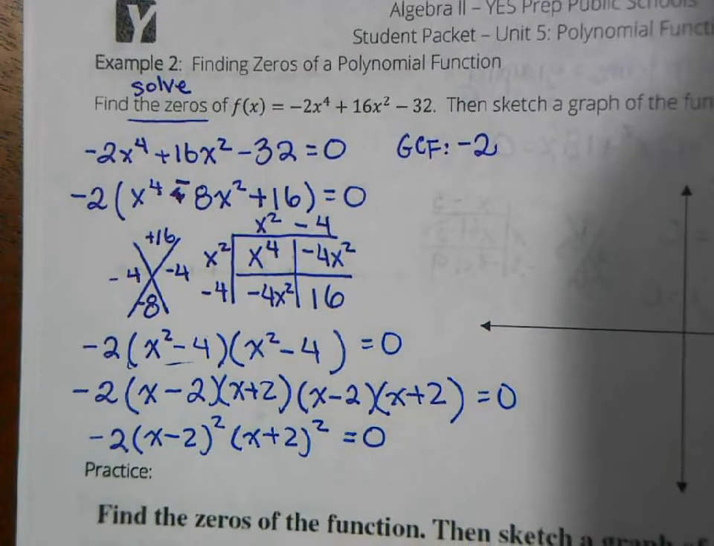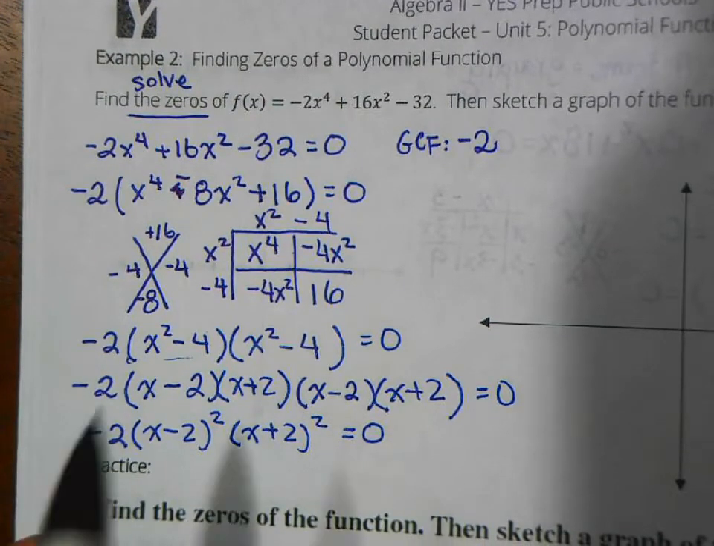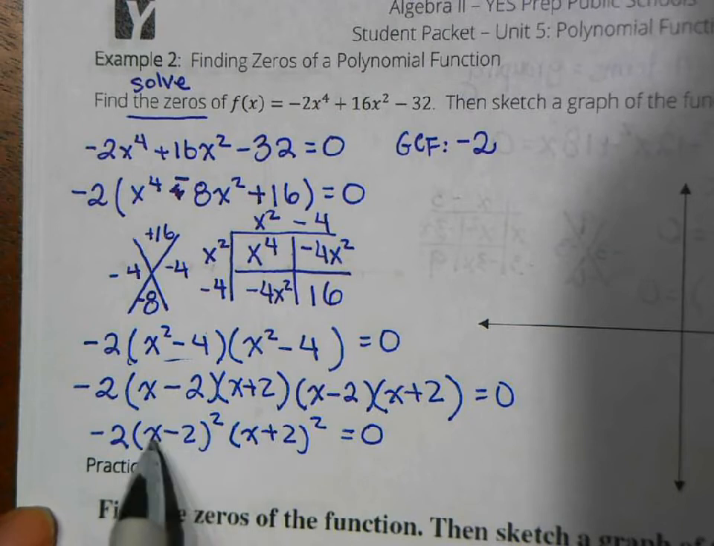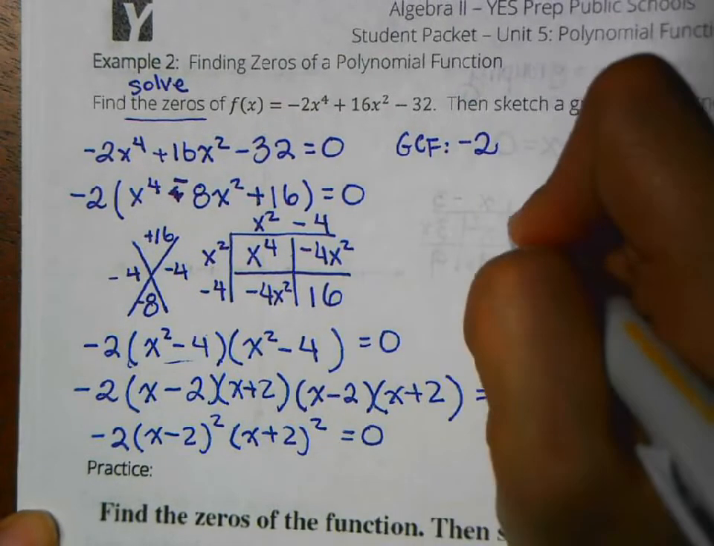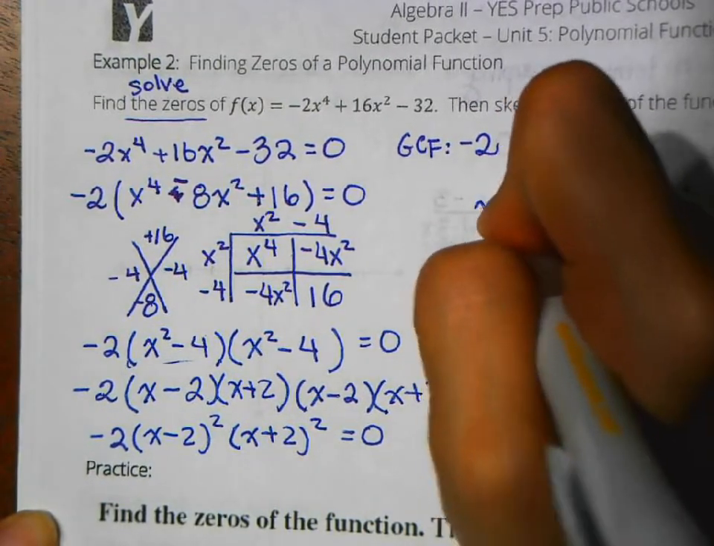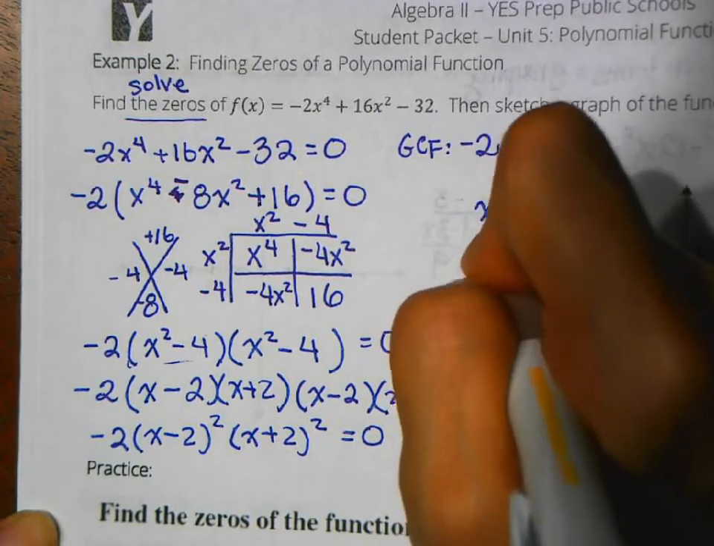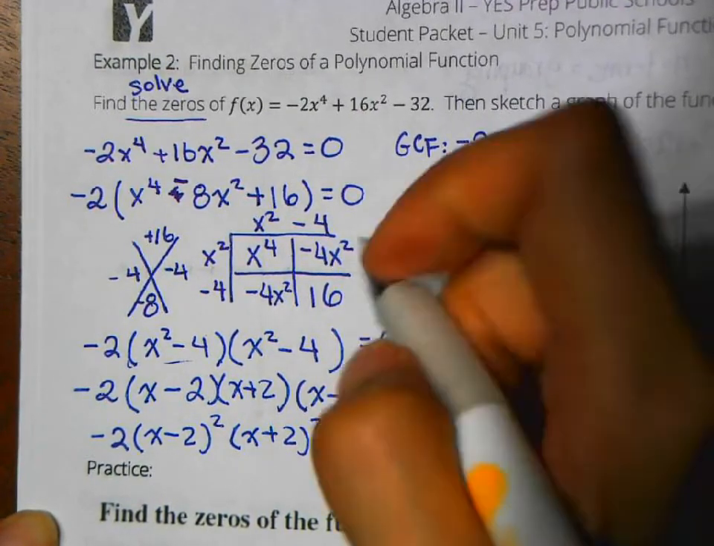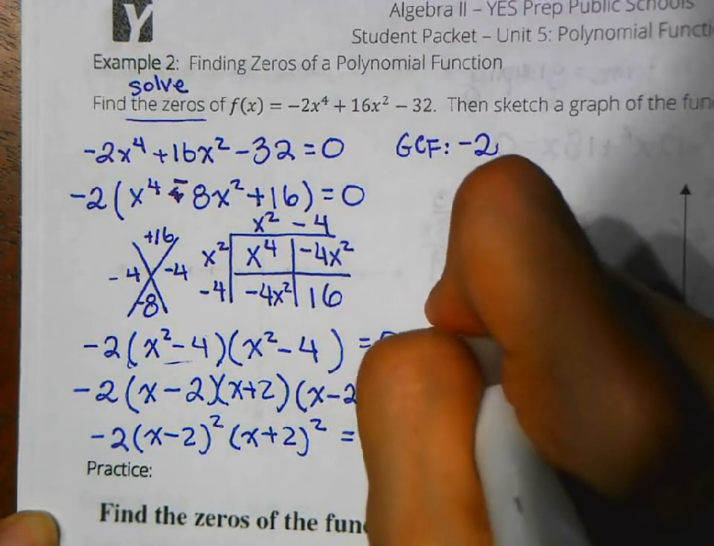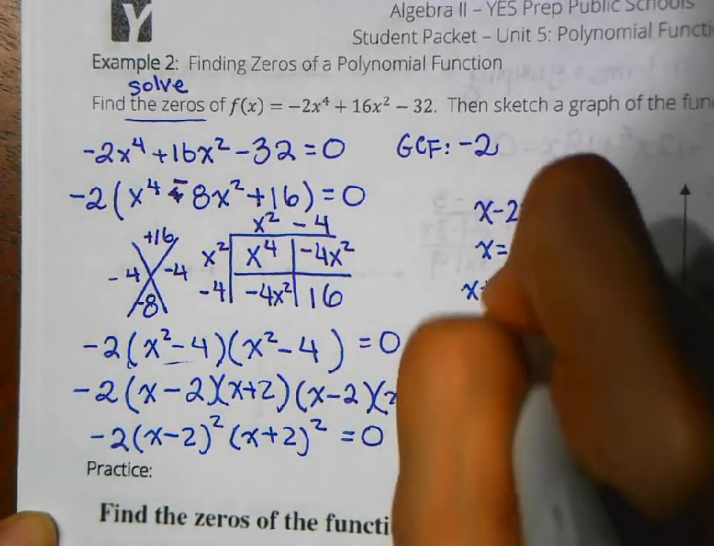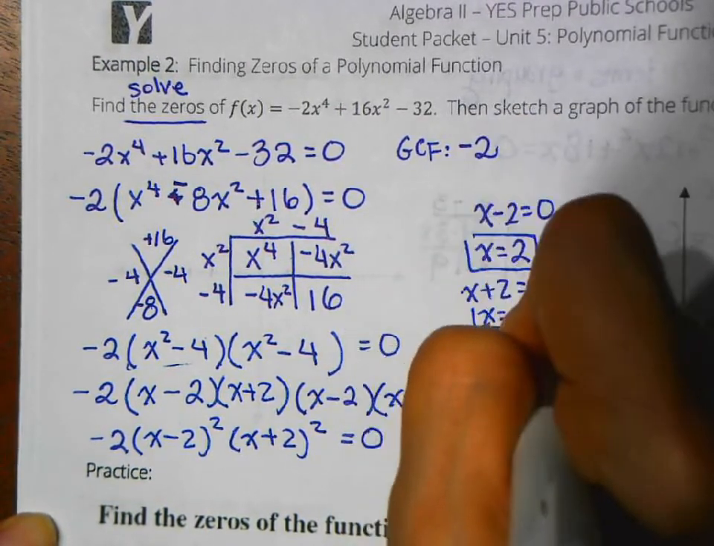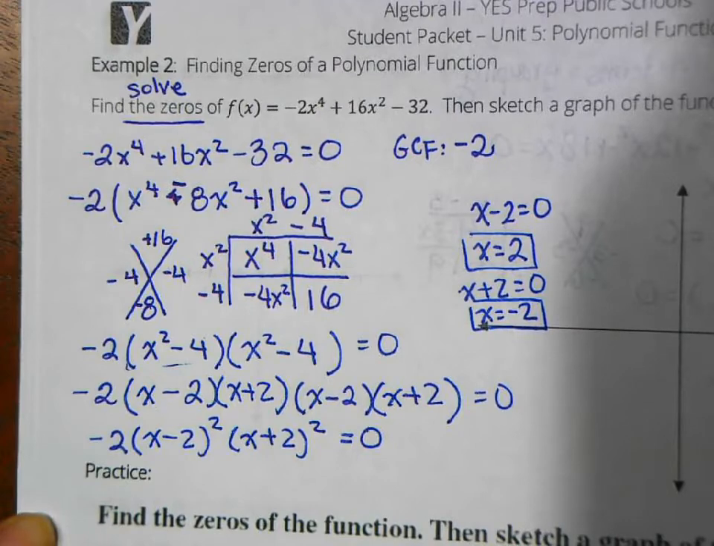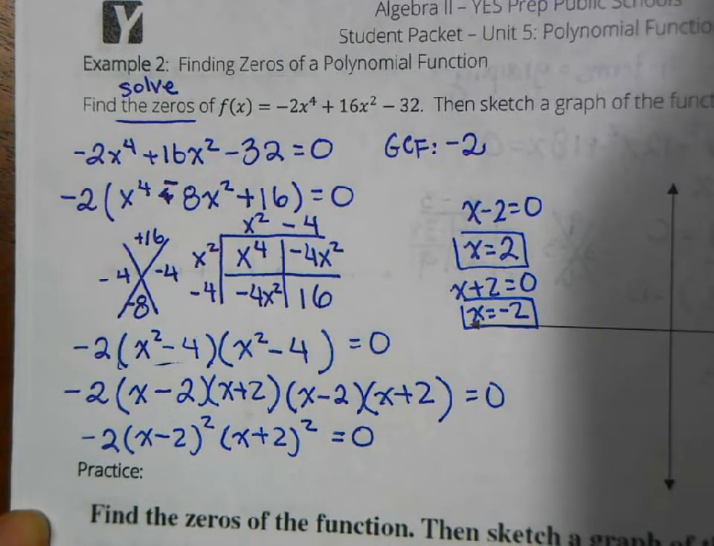So when I'm solving this, I know that x minus 2 has to be 0 or x plus 2 has to be 0. So I know that x minus 2 has to be equal to 0, therefore x is equal to 2. X plus 2 has to equal to 0, therefore x is equal to negative 2. So those are my two zeros. All right, so let's sketch that graph.